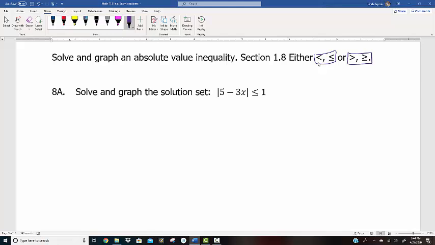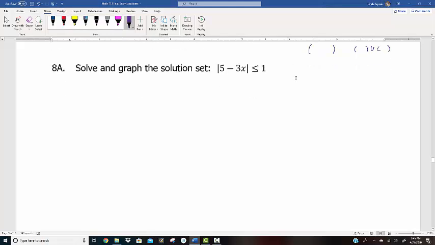Less than or equal to usually, unless it solves differently, gives you an inequality that is between two numbers. Greater than or equal to gives you the disjointed ones, where you're going to have two pieces that are unioned together. So that's real important to remember when we have this less than sign for an inequality.